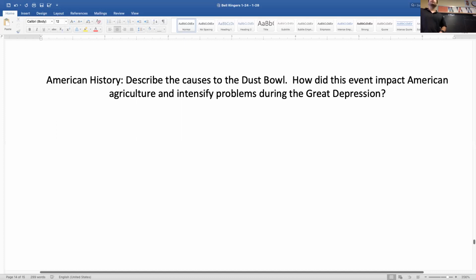So these dust storms, these black blizzards, were casted all throughout the Midwest and even to the East Coast, right? There's many reports in New York City where a lot of these dust storms were coating many of these skyscrapers and ships out in the Atlantic. That's pretty amazing to think about.